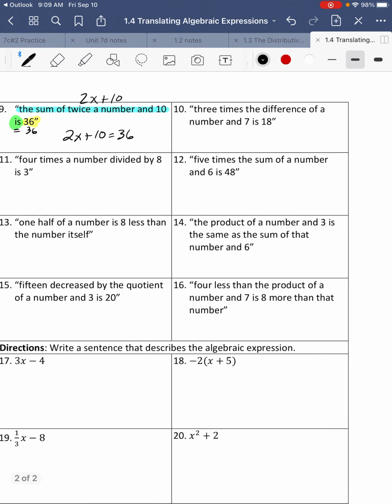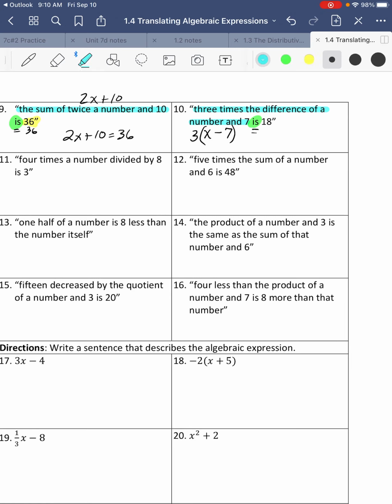3 times the difference of a number and 7 is, so I first look for the equal sign, is. So now we're going to go before the equal sign. 3 times the difference of a number and 7. Break that down a little bit. 3 times the difference. So it's the difference of a number and 7. So a number and 7 is a number, and the difference is subtracting. We need 3 times the difference. So we need to take that difference first.